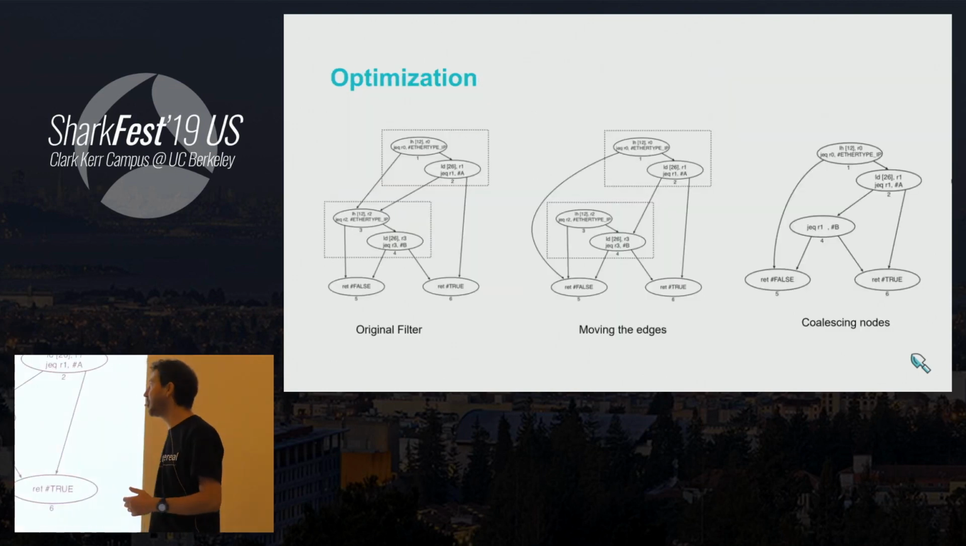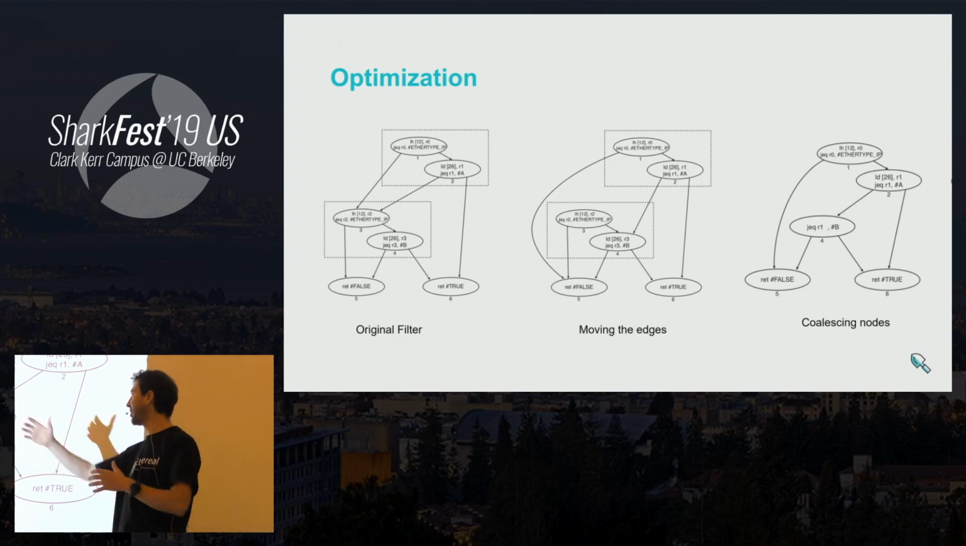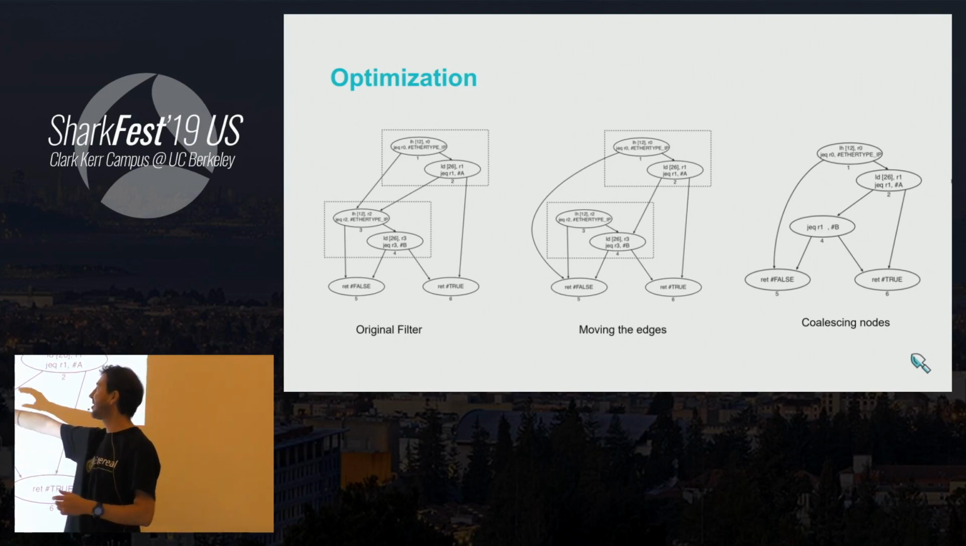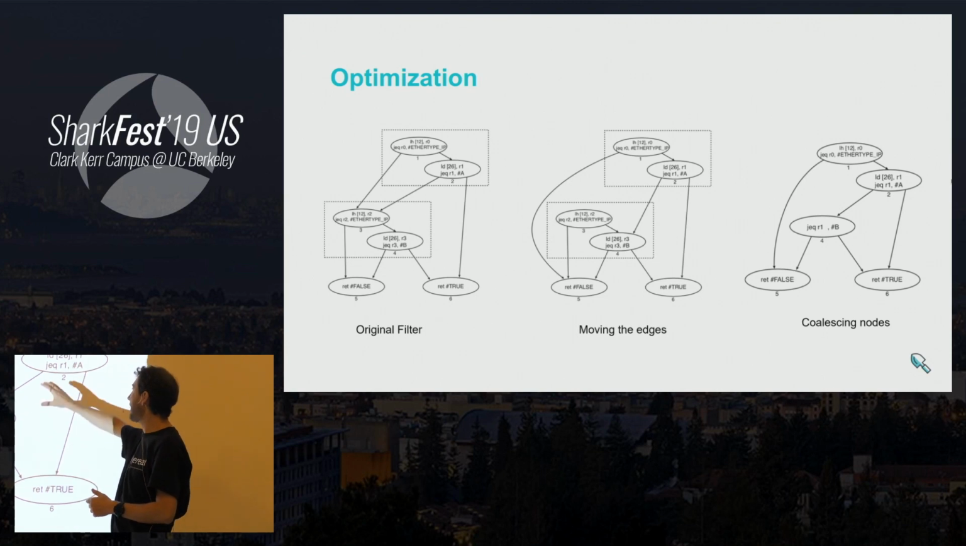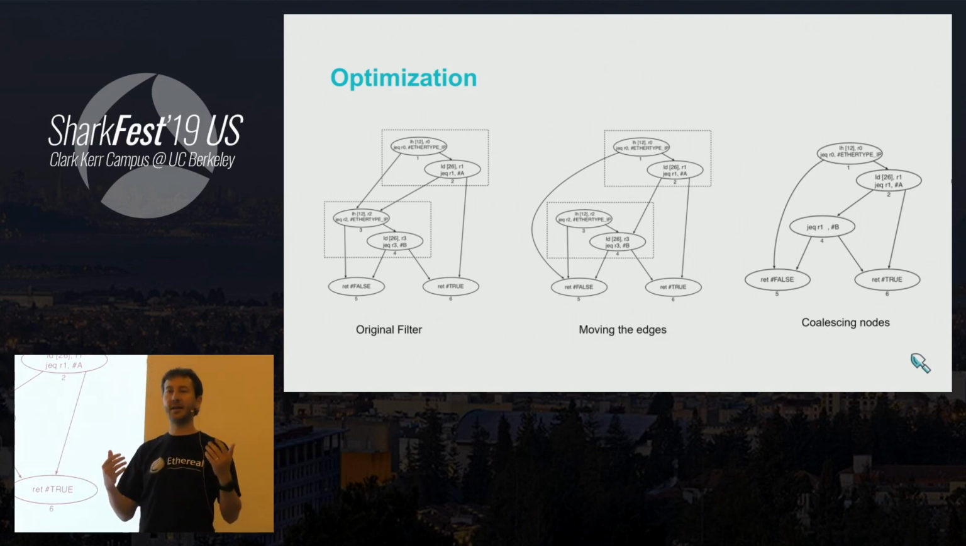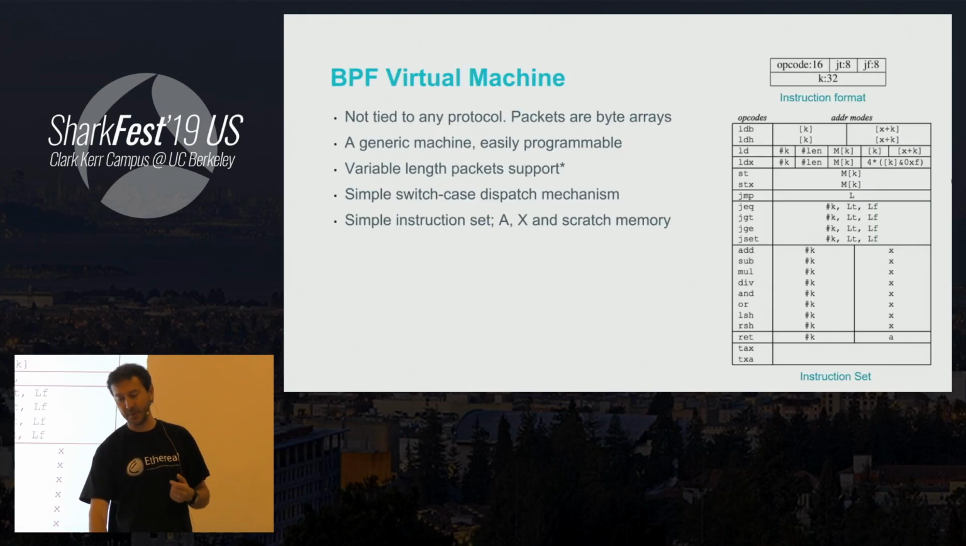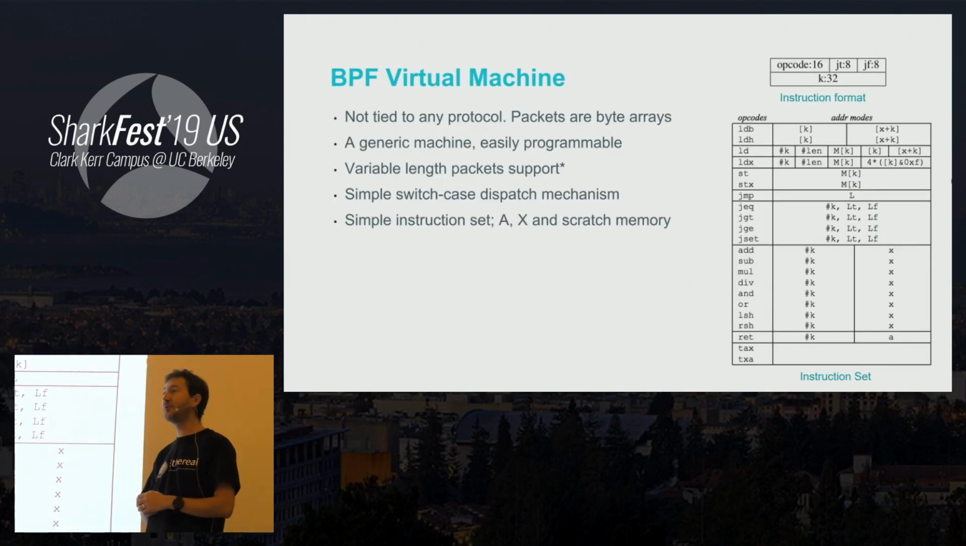So in terms of optimization, the way it works is the compiler generates a graph like this, and then the optimizer takes this graph and starts playing with it to see where there are redundancies in the nodes or in the connections, and creates something that essentially is faster and more efficient. The result is code for a virtual machine.